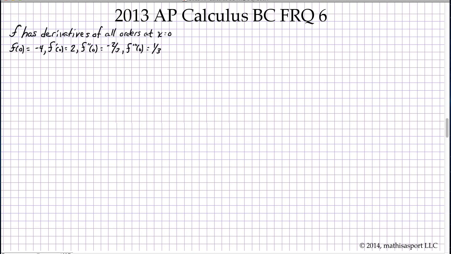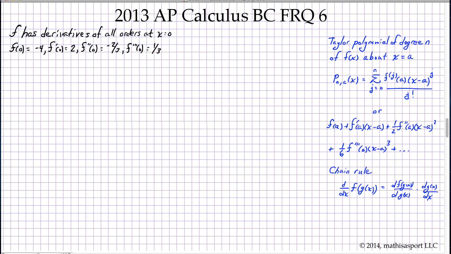We'll be working with a function f that we're told has derivatives of all orders at x equals 0. And as the problem progresses, they tell us more and more information about the function and its derivatives at x equals 0. This is fundamentally an nth degree Taylor polynomial problem. And at the end of it, we have to be particularly careful about how we apply the chain rule. So I've included that relevant information over here on the right.